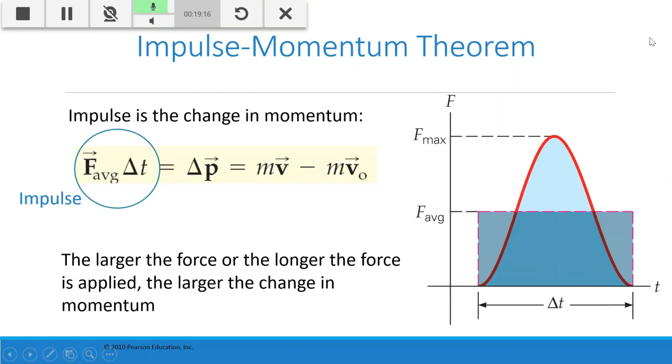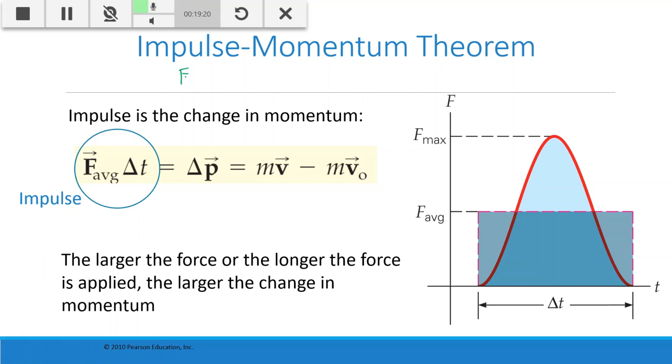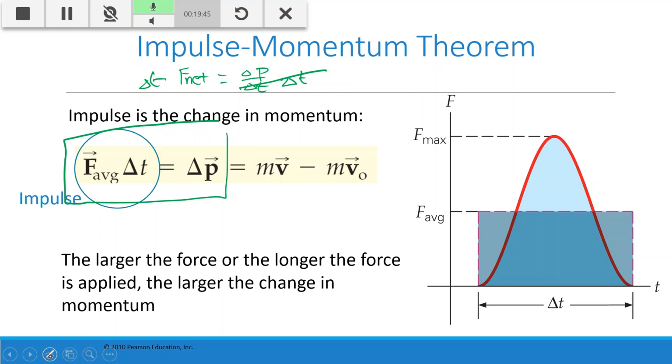So if we rearrange this, if we take our net force is equal to change in momentum over change in time, but we multiply delta t to the other side, then what we end up with is a statement that says that our change in momentum is equal to the net force times time. In this case, it's an average force. That's because impulse can be defined as an integral.